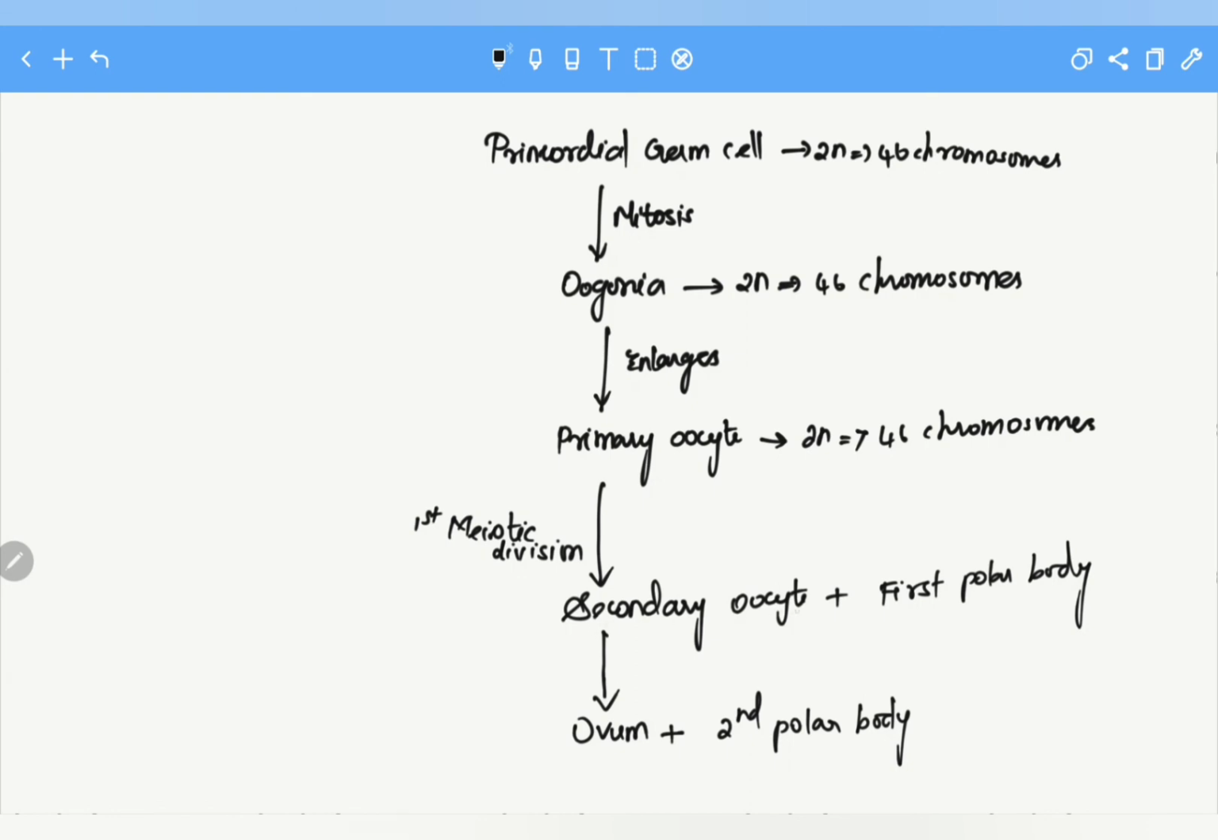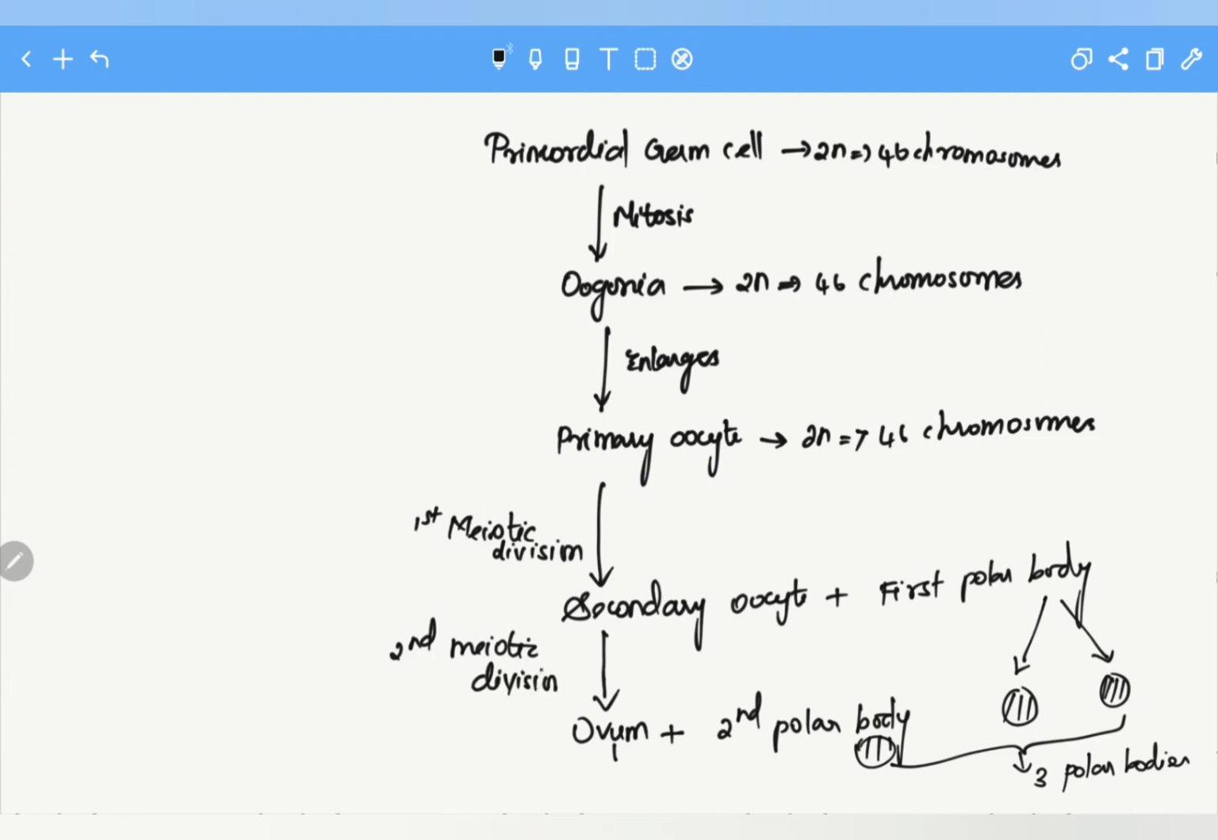The secondary oocyte undergoes the second meiotic division, and the first polar body also undergoes the second meiotic division, so it results in 2 daughter cells each. Totally, that means it results in 3 polar bodies and 1 mature ovum. So the result of the second meiotic division is 1 ovum and 3 polar bodies.